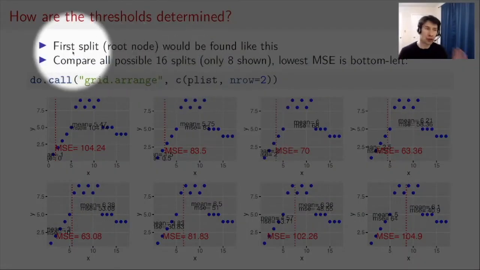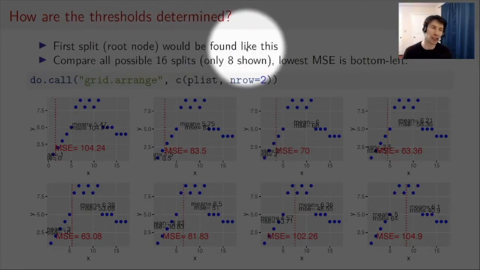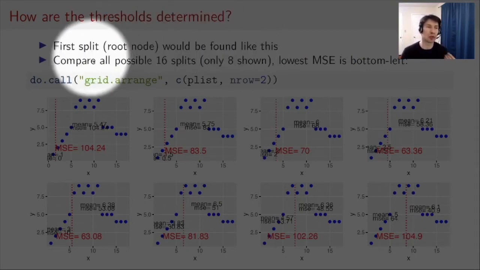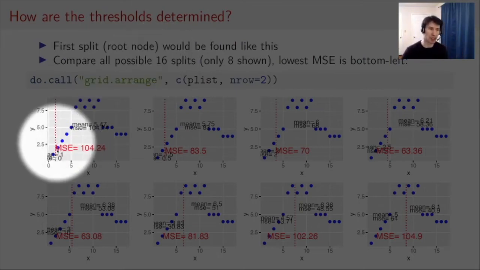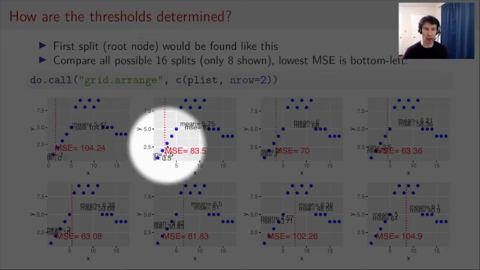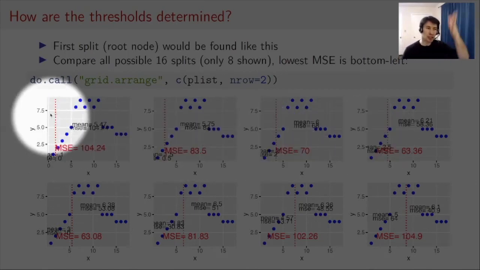So trying to first just find the first split, the root node, and assuming that we don't have any minimum number of observations per leaf, the algorithm would go as follows. It would compare all possible 16 splits. So there are 16 possible splits because we have 17 observations. So you could cut between the first one and the second one, or you could cut between the second one and the third one, or you could cut between the third one and the fourth one, etc., etc.